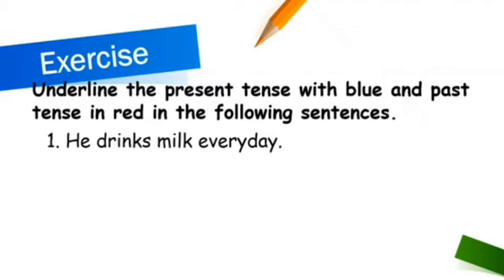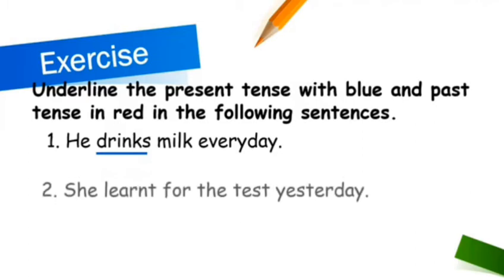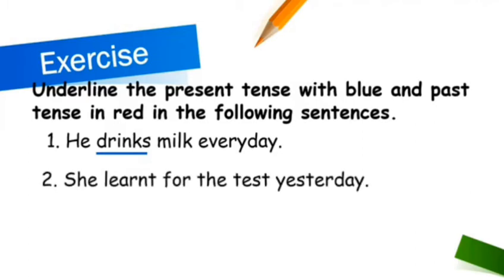What is the verb over here, children? Very good, drinks. So which color will you use for present tense? Blue, right? And for past tense, red. So which color are you going to use here? Yes, blue color. So drinks is in the present tense. What will be the past tense of drink? Drank. Now the second one is she learnt for the test yesterday.